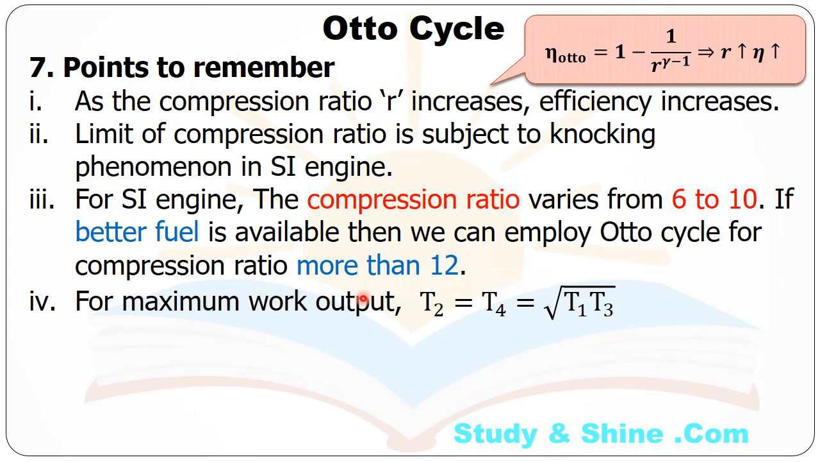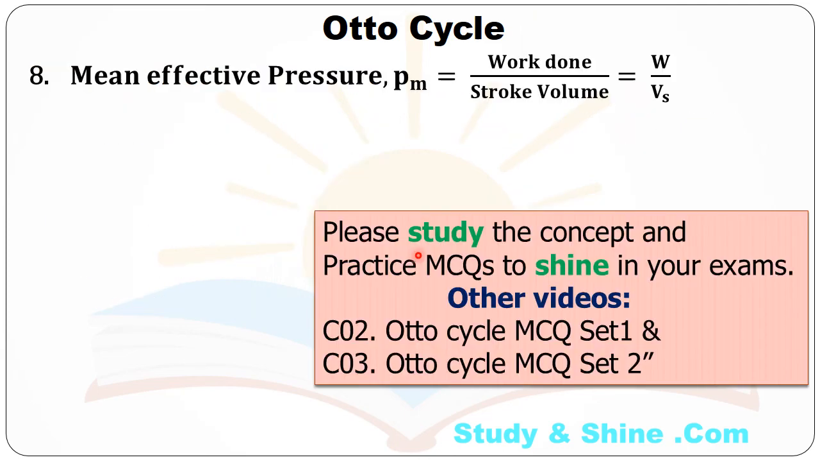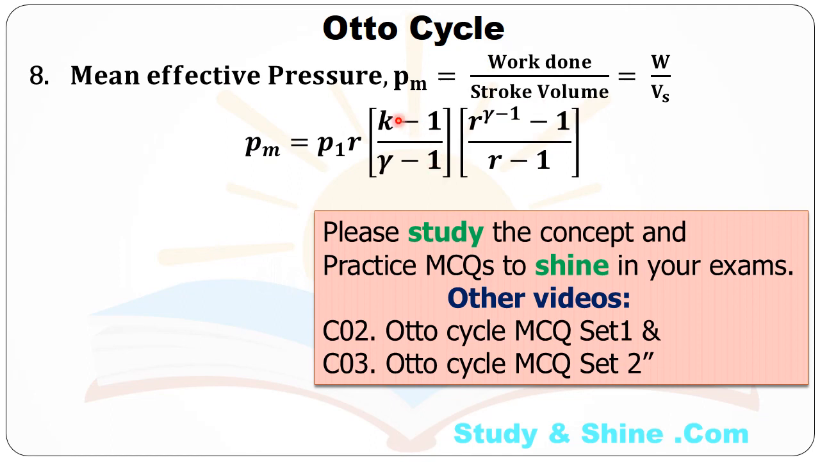Point 4. For maximum specific output of a constant volume cycle, temperature of the working fluid at the end of compression T2 and expansion T4 should be equal. That is T2 equal to T4, which is equal to root of T1 into T3. And now we look at the expression of mean effective pressure. Mean effective pressure is defined as the ratio of work done to stroke volume. And this is the expression of mean effective pressure of Otto cycle, where k is the pressure ratio, r is the compression ratio, and gamma is the ratio of specific heats.